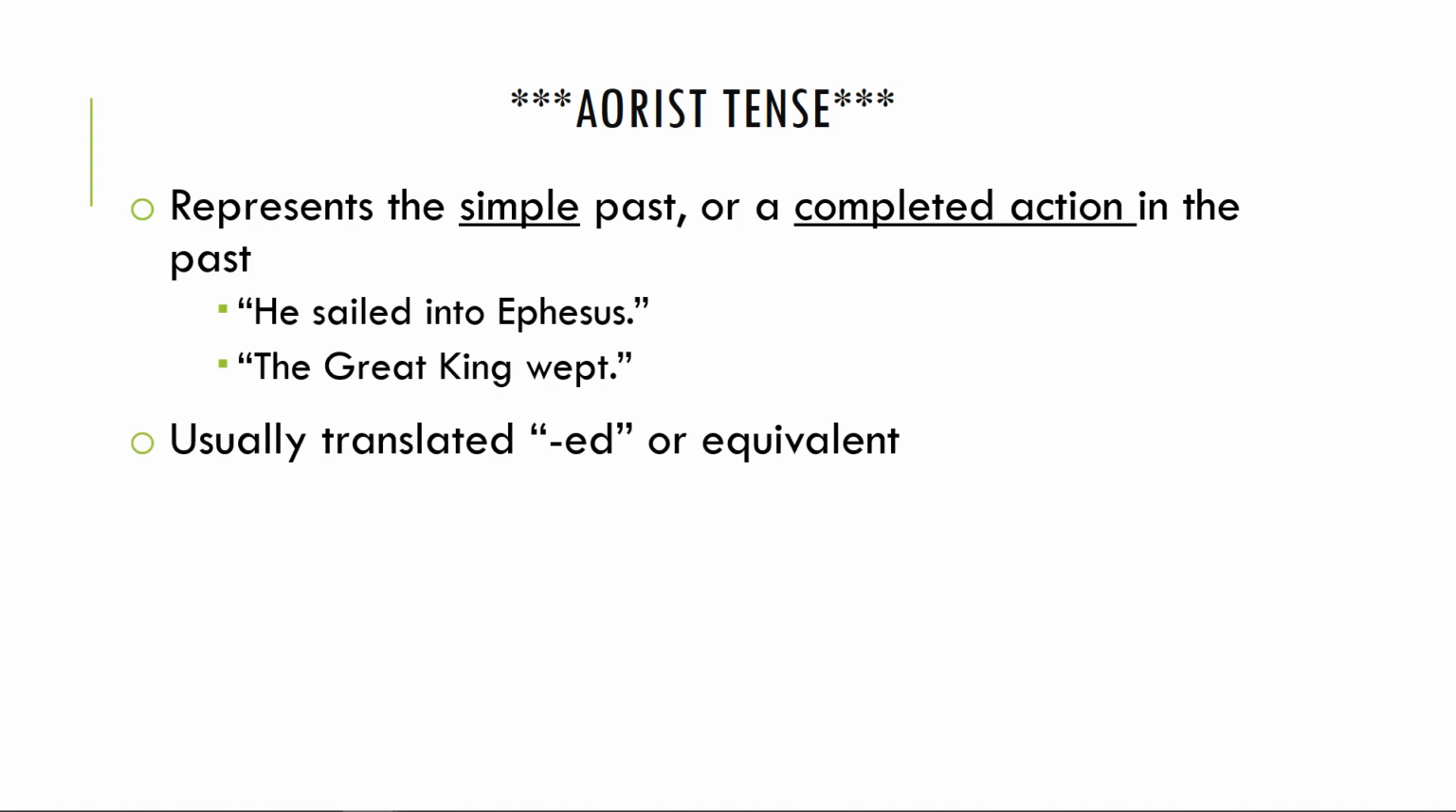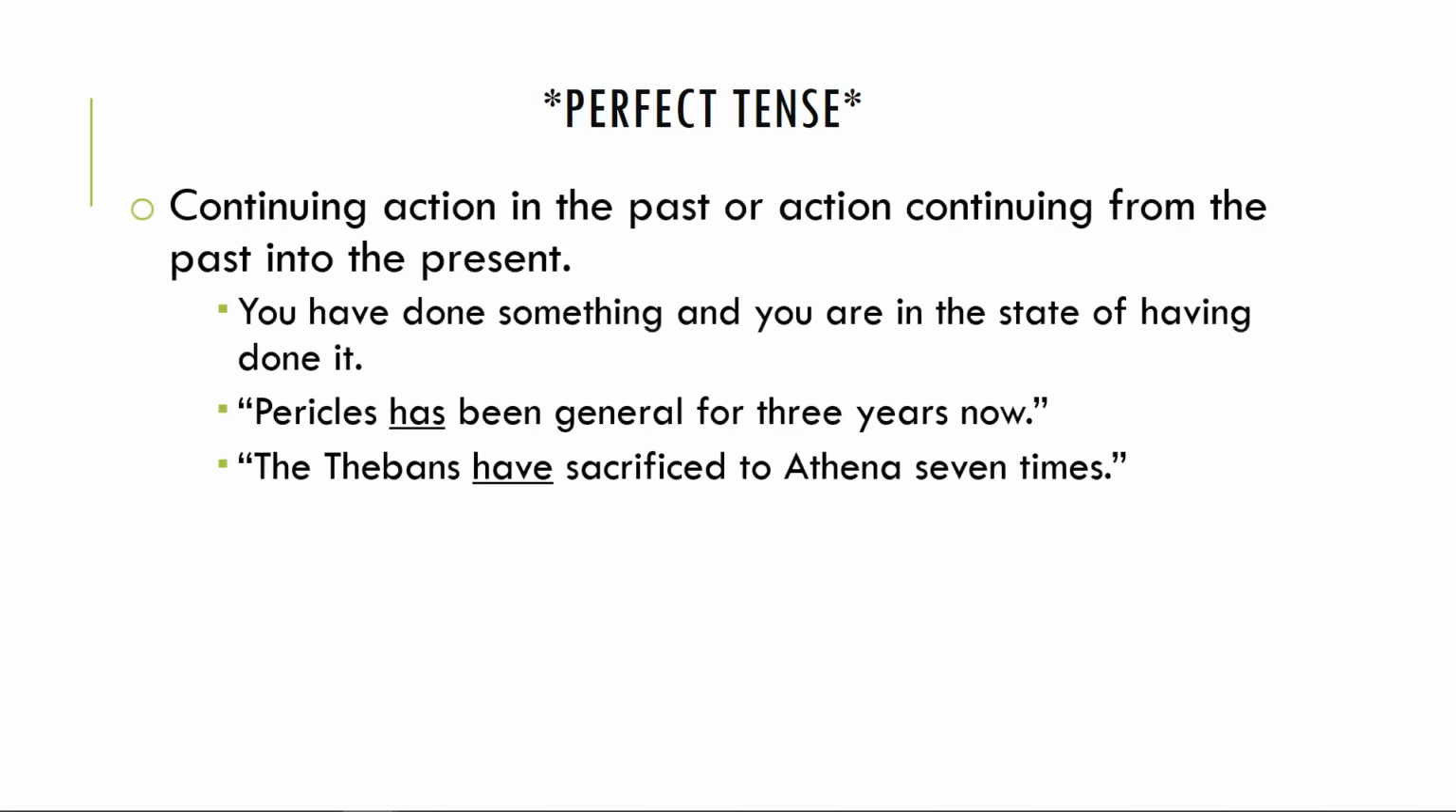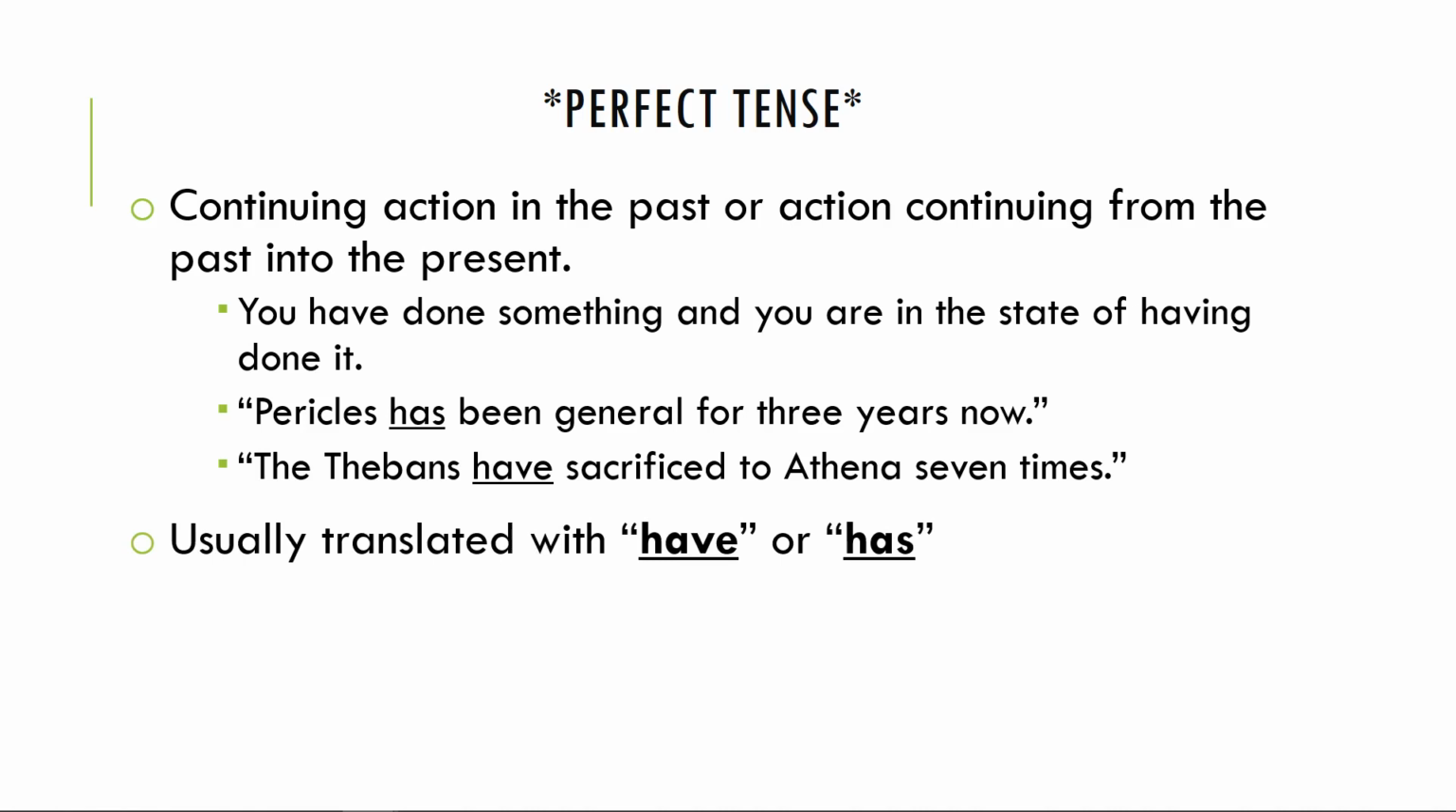Okay, less common, but you'll see it occasionally, is the perfect tense. Another past tense. We've got lots of past tenses, which is continuing action in the past or action continuing from the past into the present. So you've done something, you're in the state of having done it. And usually you can translate this with have or has, which makes it simpler, right? You have done something, you're in the state of having done it. Pericles has been general for 3 years now. He is in the state of being general. He hasn't finished being general. The Thebans have sacrificed to Athena 7 times. Usually translated have or has. Very straightforward.